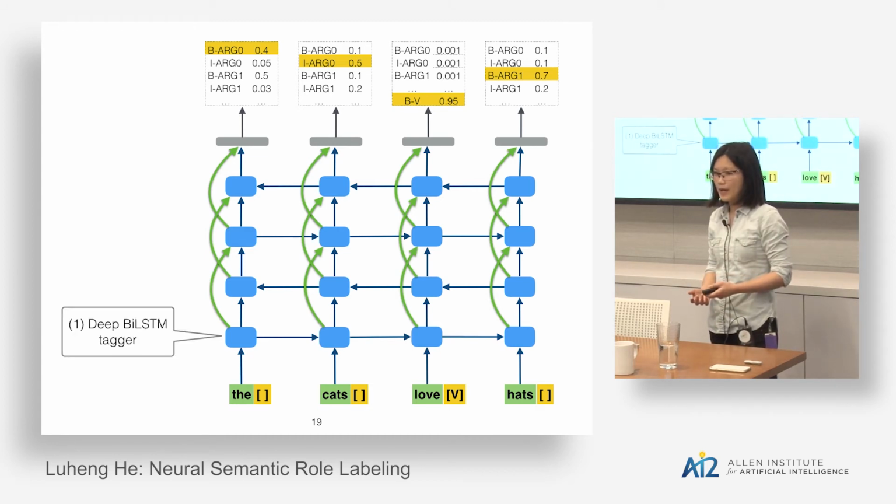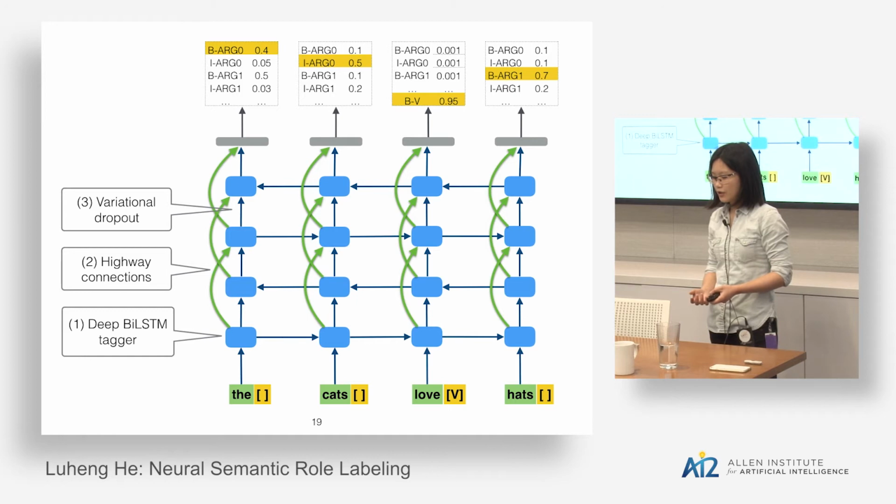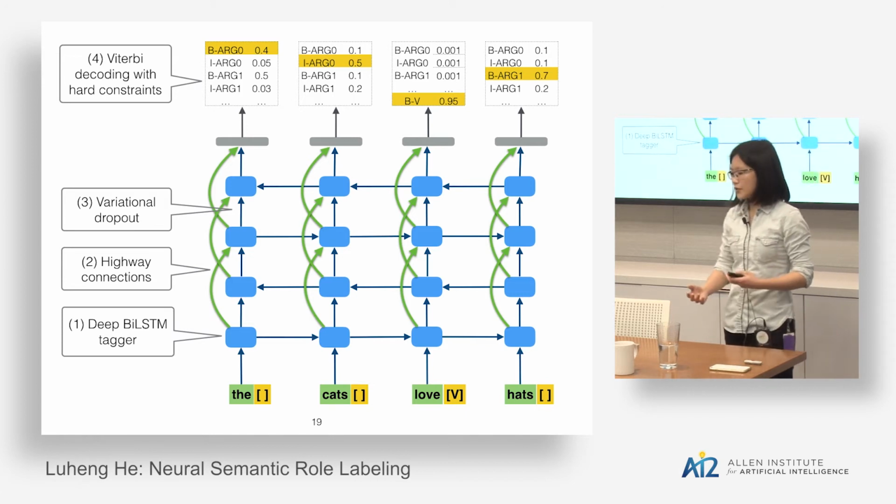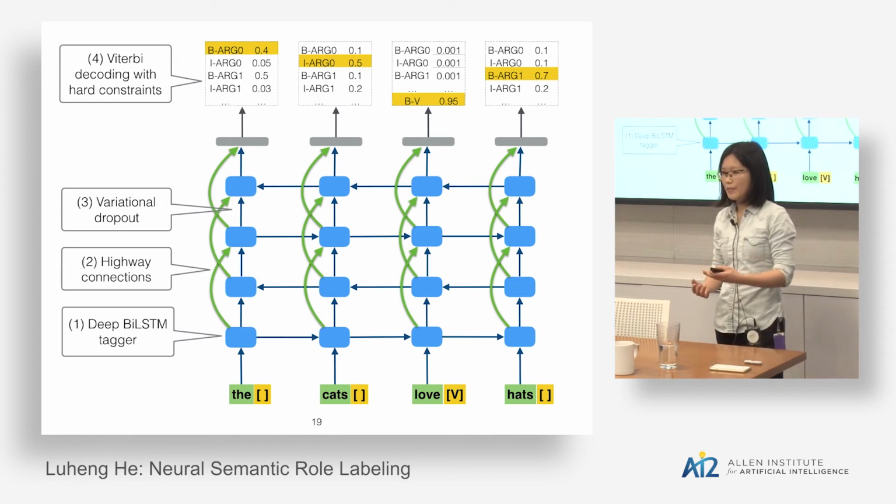It's based on a deep bidirectional LSTM tagger. And we added highway connections to make training easier. We also used variational dropout to stop overfitting. And finally, we use Viterbi decoding with hard constraints to enforce the output consistency. So in the next few slides, I'll go through each of the components one by one in detail.